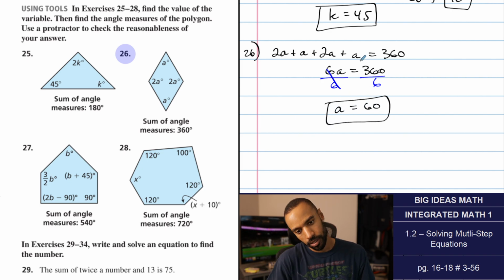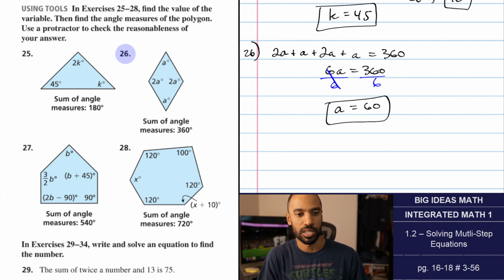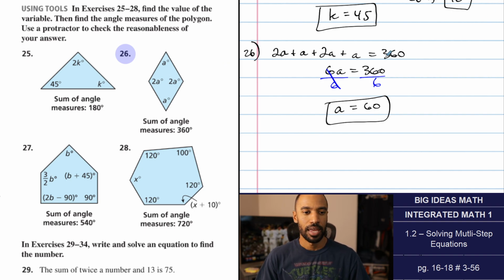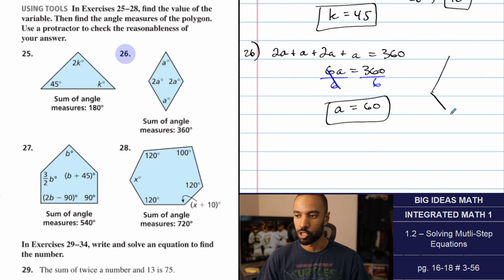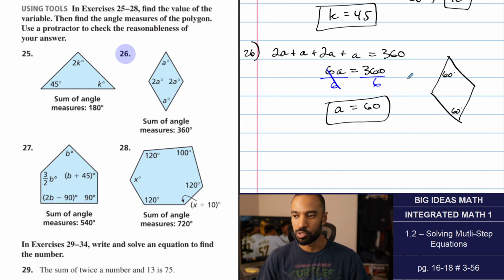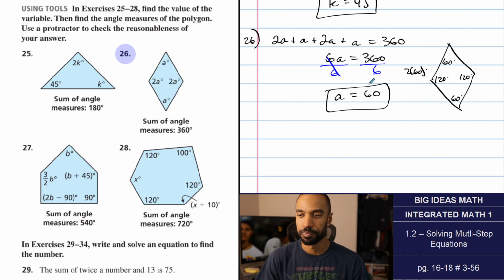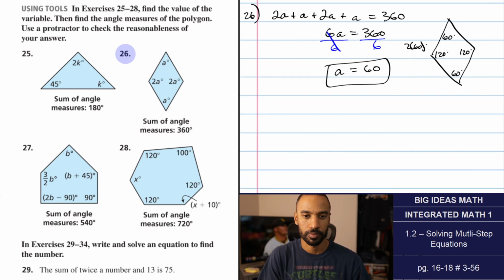Do I believe it? When I rotate my head around, it looks decent, especially because 2a is doubling that angle, and that looks more than 90. So I'm going to trust that for what it is. Now, the angle measures of the polygon are going to be, I guess we probably have to draw them, if that's okay. So 60 degrees here, and 2 times 60 is 120 degrees here. When you find the angle measures, by the way, guys, you do need the degree symbols. Not for your variable, but you do for the degree measures. Number 27, ooh, we have a fraction.